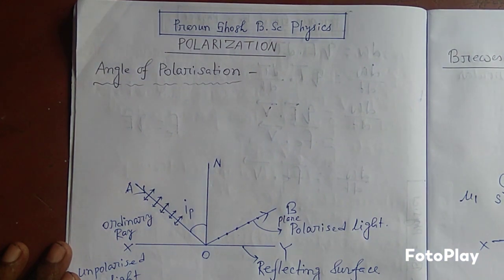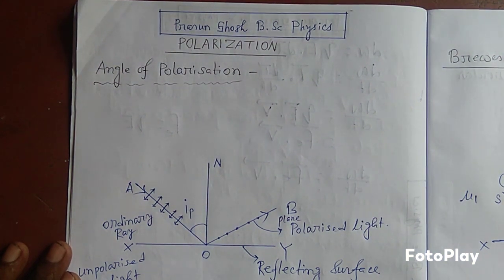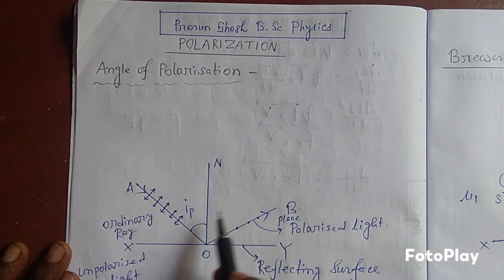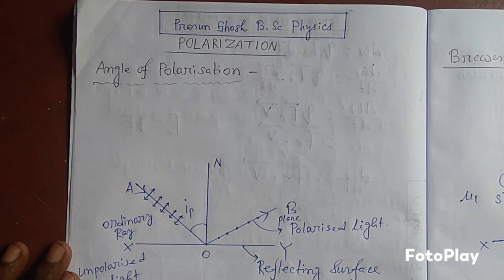Today I am discussing polarization. This is very important for examination purposes. First we have to know what the angle of polarization is. If an ordinary ray is incident on a refracting surface at a particular angle of incidence, this ray becomes plane polarized light. This particular angle is known as IP, that is, the angle of polarization.